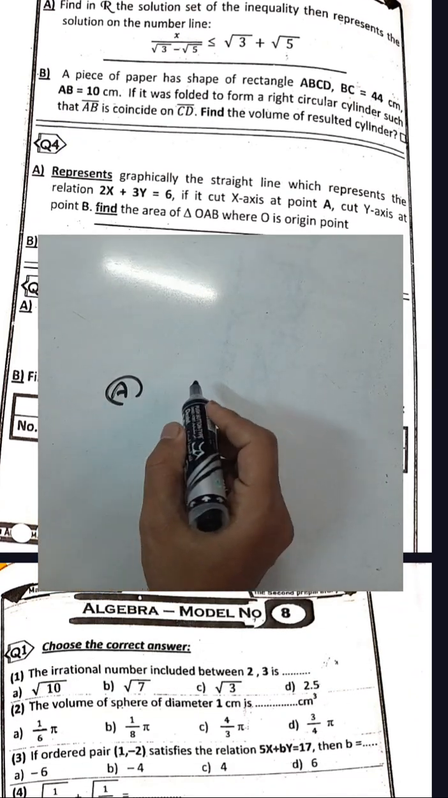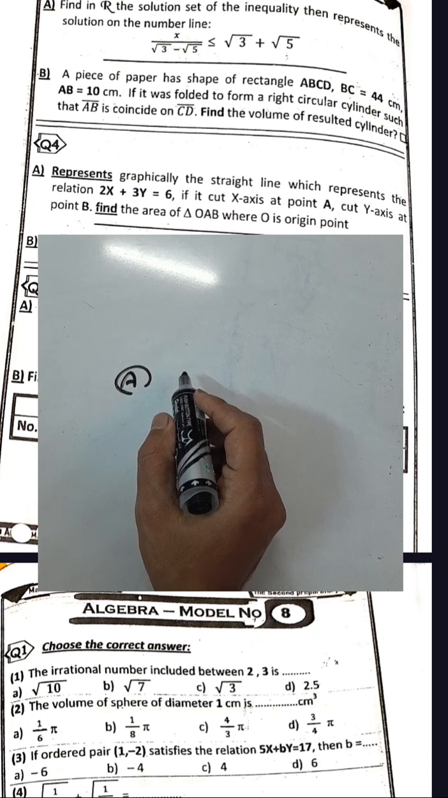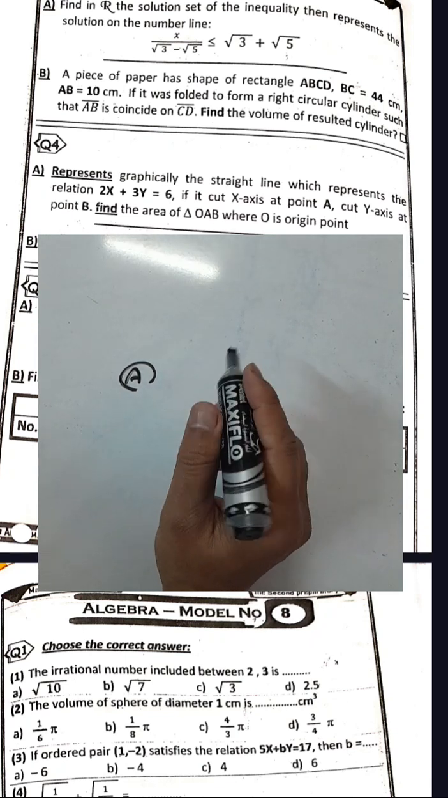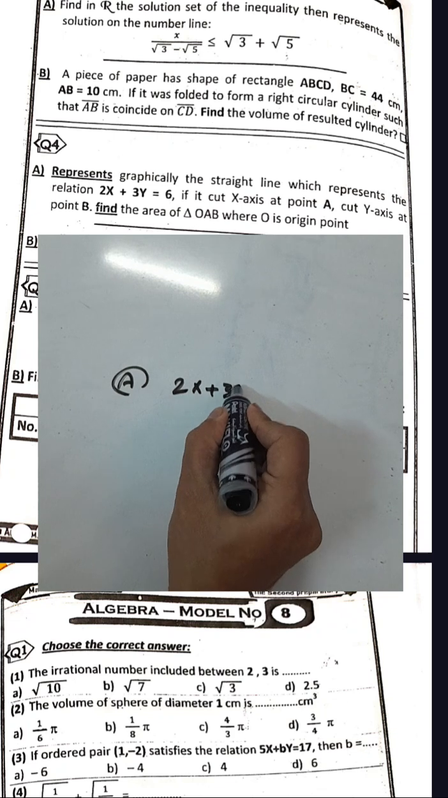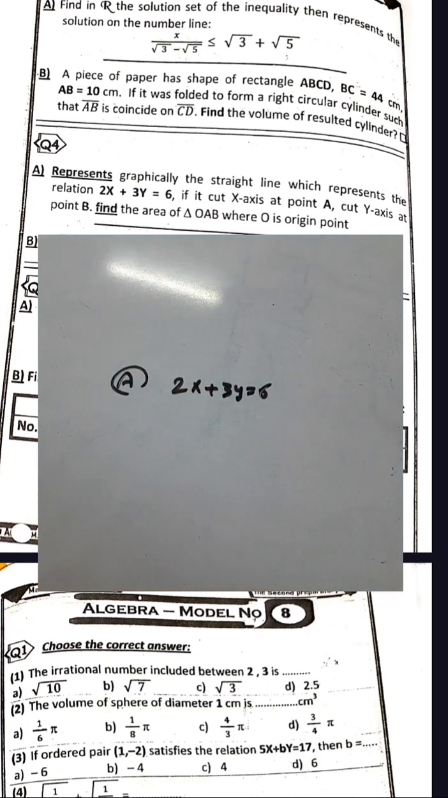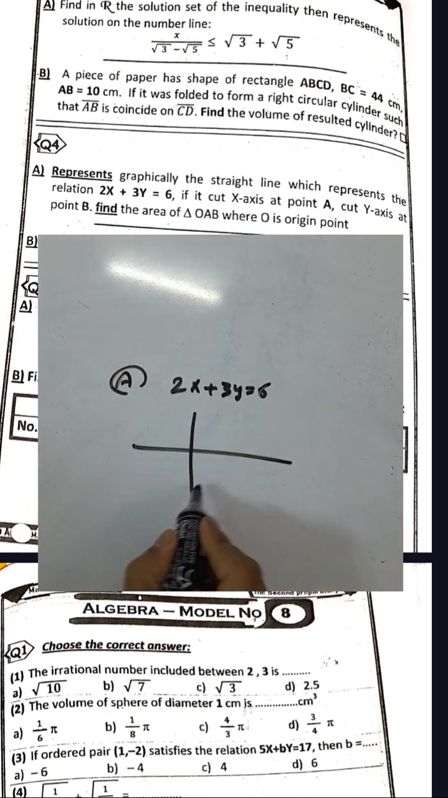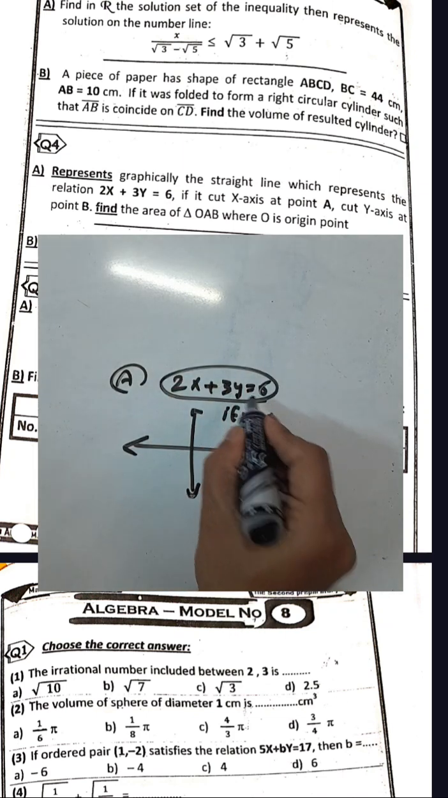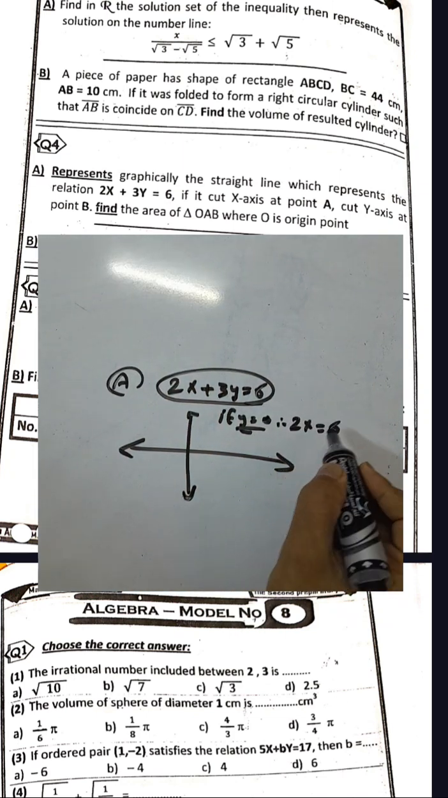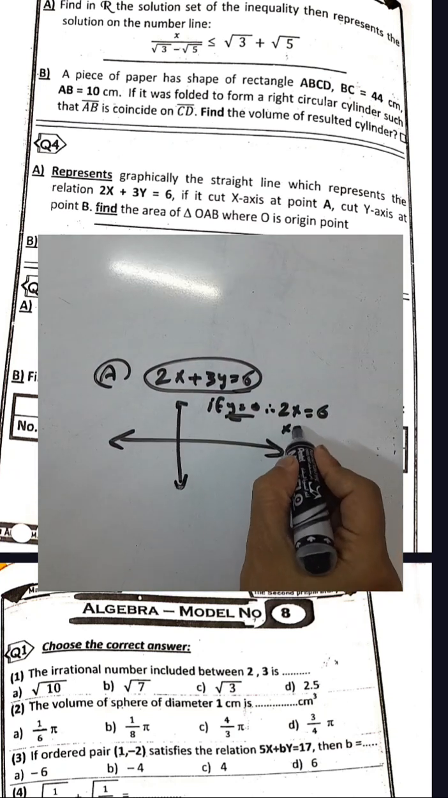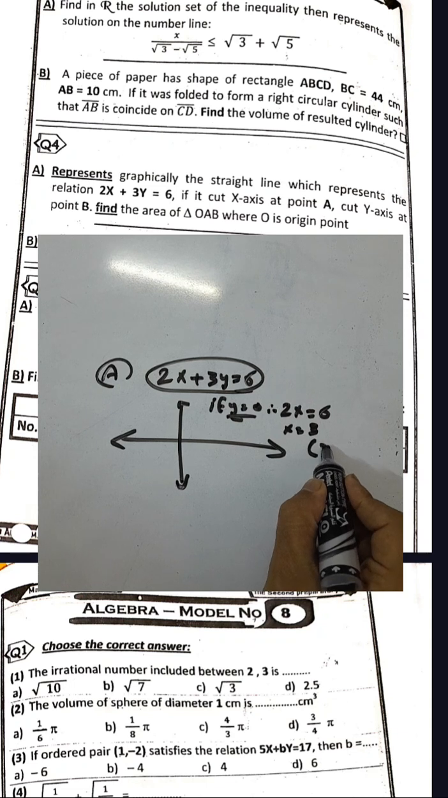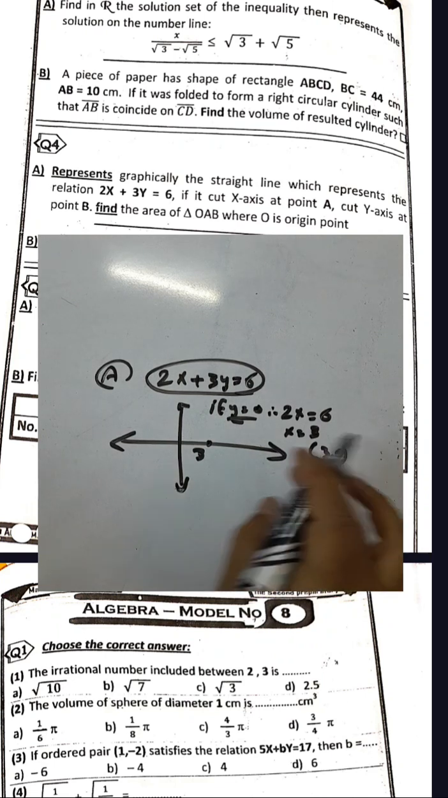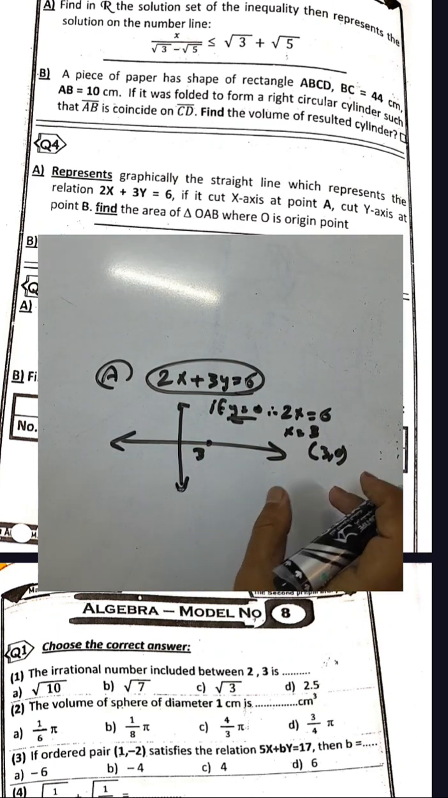Letter A: represent graphically the straight line which cuts the x axis and y axis at A and B, and then find the area. Okay, first step, we have 2x plus 3y equals 6. If you want to find the point where this straight line cuts the x axis, you must put y equals 0. If y equals 0 in this equation, then 2x will be equal 6. Cancel y, okay? Then the value of x will be 3. Then the first point will be 3 on the x axis. It cuts three parts from the x-axis.